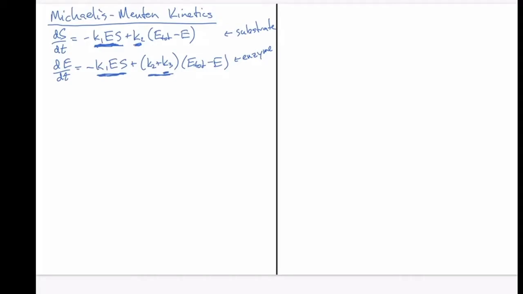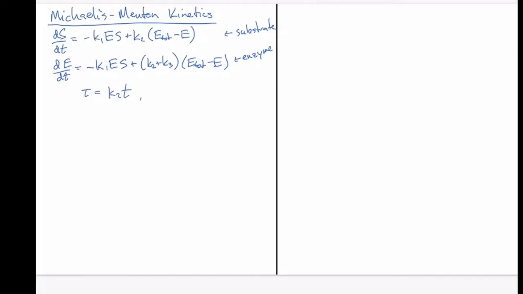Okay, so I have basically three choices for time scales. It could be K2, K3, or K2 plus K3. The sum is a little bit unusual, so let's not do that. And so let's do K2 as our time scale. So tau is equal to K2 times t.